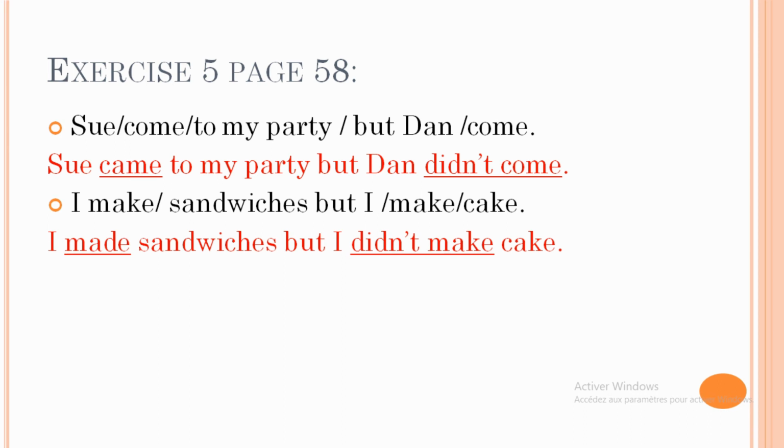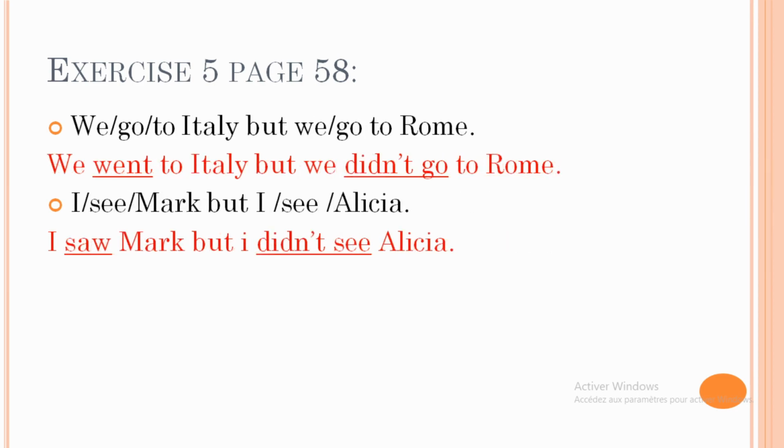So we have came, the affirmative simple past of the verb to come, and didn't come. So we have two forms here of the simple past. We have the affirmative one and the negative one. We have came and didn't come. Right? Let's see the last one, number 4.